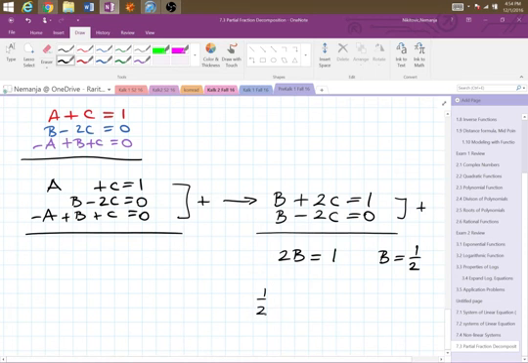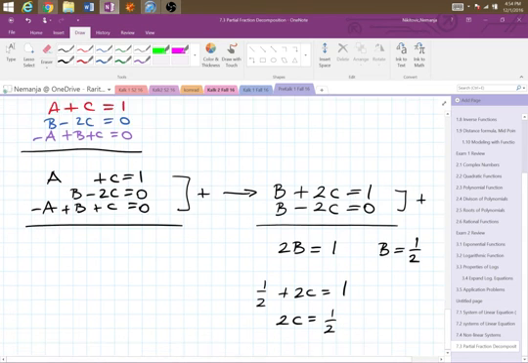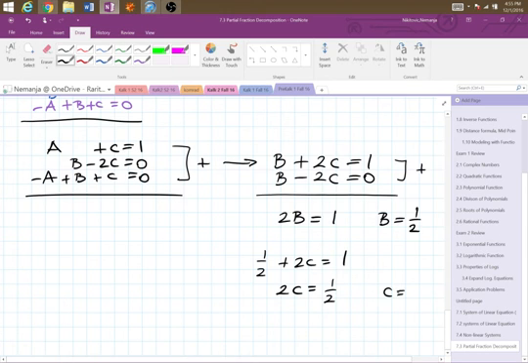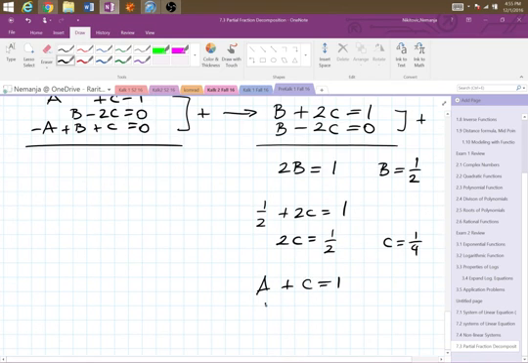So 1/2 plus 2C is equal to 1. 2C is equal to 1/2. And C is a quarter. And then A must be 3/4 because A plus C is 1. So A plus 1/4 is 1, from where A is 3/4.